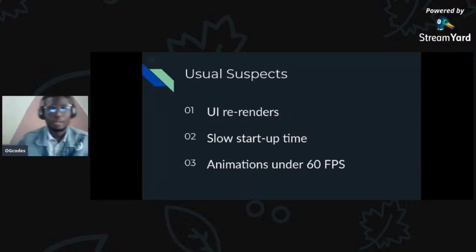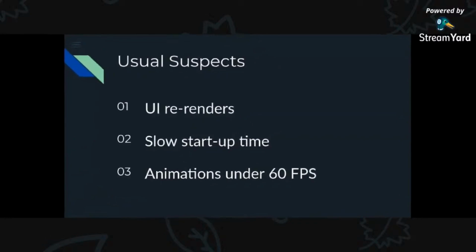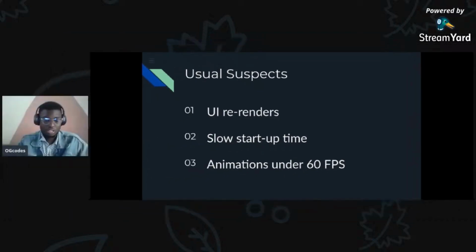So, if we're going to talk about optimizations, we have to look at the usual suspects. Number one, which happens almost every time, is UI re-renders. Sometimes we can also have slow startup time for our apps, and we also have to look out for animations that run under 60 frames per second. If we're going to talk about UI re-renders, it's a very important part of optimizing React Native, because this particular part can take a lot of battery life, apart from the bizarre reloading of components, which translates into bad user experience in total.